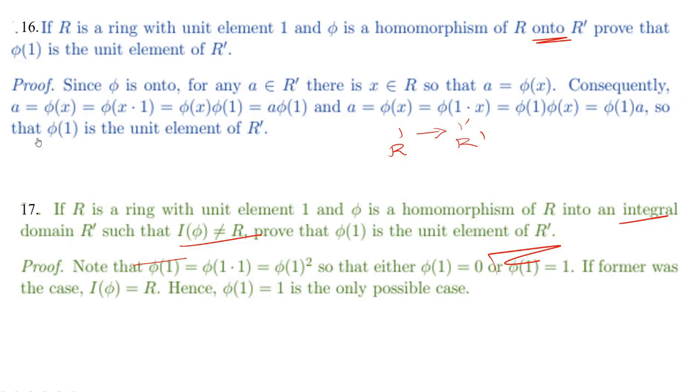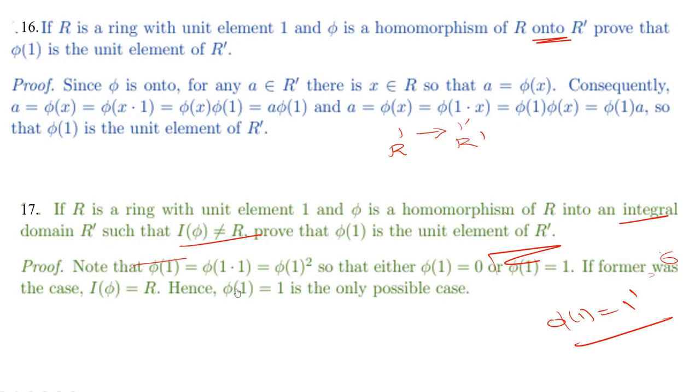So it can happen only when phi of 1 is the identity element with regard to multiplication in R prime. So that is, it should be the unit element. If we denote that as 1 prime, then phi of 1 is equal to 1 prime. So if the identity element with regard to multiplication is denoted as 1 prime, then we have phi of 1 to be equal to 1 prime.